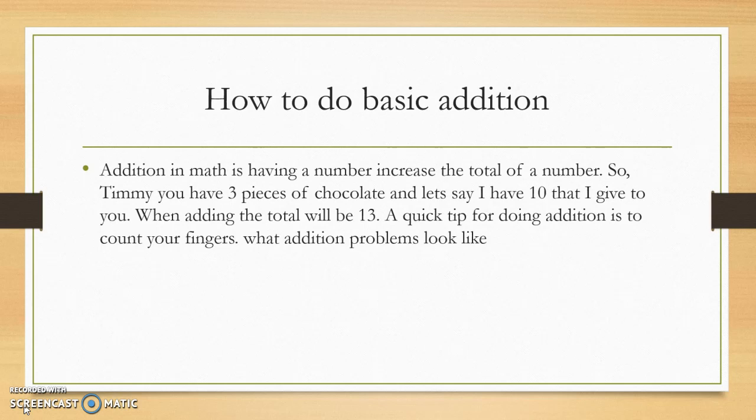So to me, you have 3 pieces of chocolate, and let's say I have 10 that I give to you. When adding, the total will be 13. A quick tip for doing addition is to count using your fingers. This is what addition problems look like.